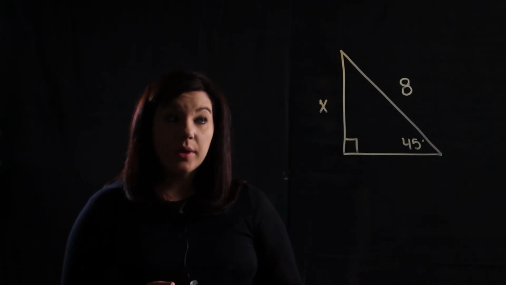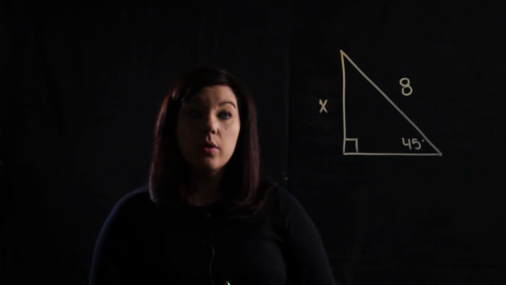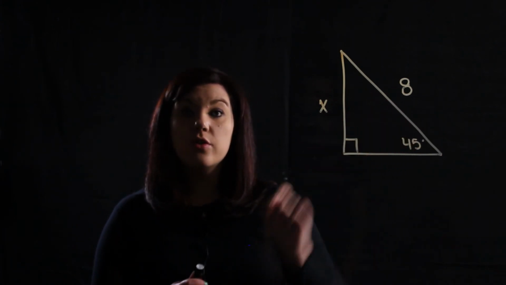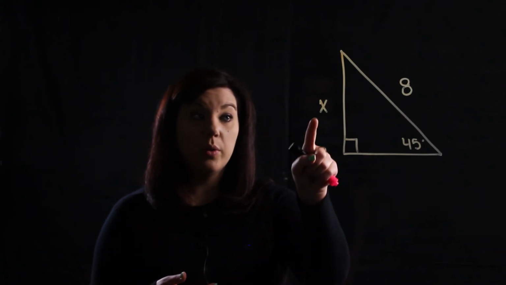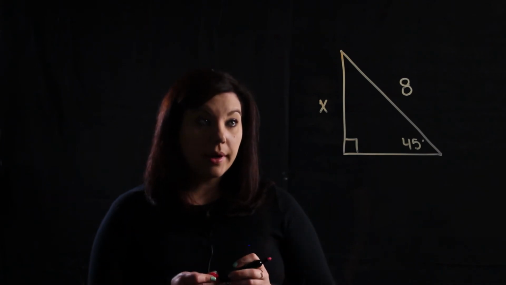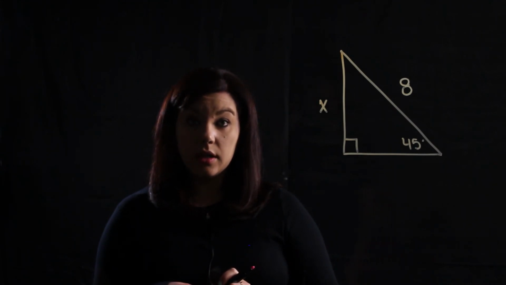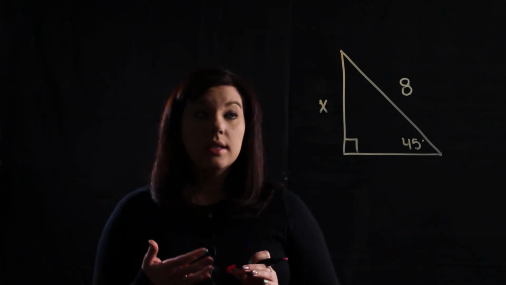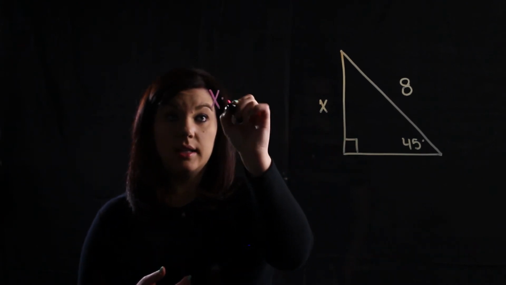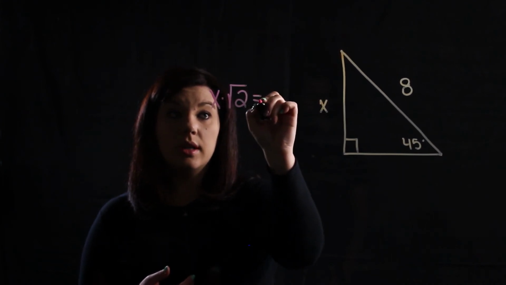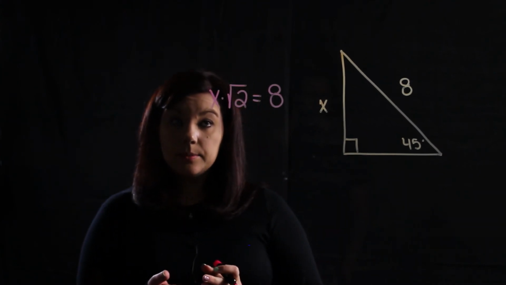In our third example, we again have a 45, 45, 90 triangle, but this time, instead of knowing one of the leg lengths, we know the length of the hypotenuse. So let's see how we can still use that to figure out what we don't know. If we remember, we know that the hypotenuse of a 45, 45, 90 triangle is always the square root of 2 times the length of the leg. So we know that the length of the leg, which is x, times the square root of 2 needs to equal 8. Now all we need to do is solve for x.